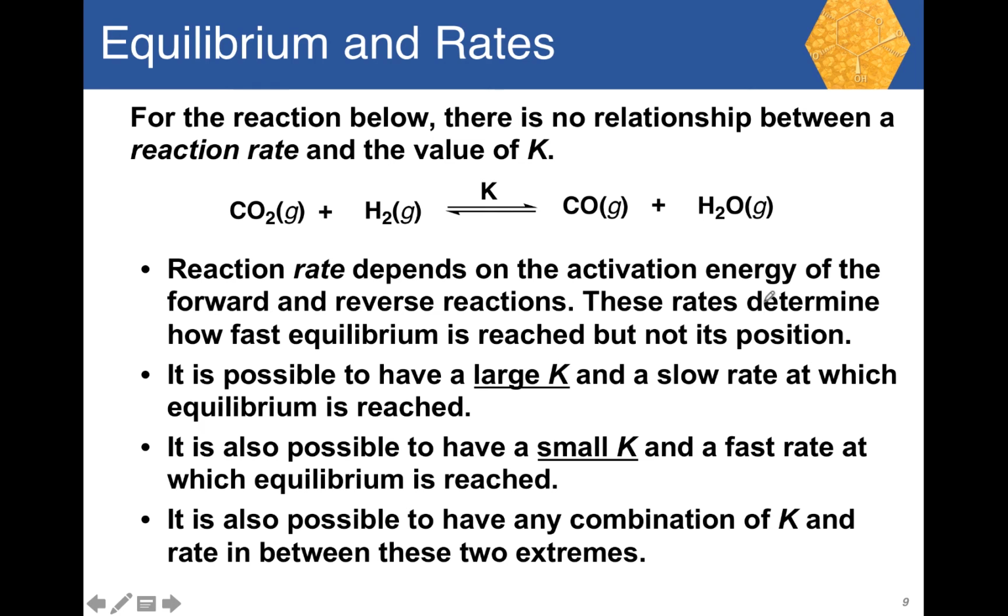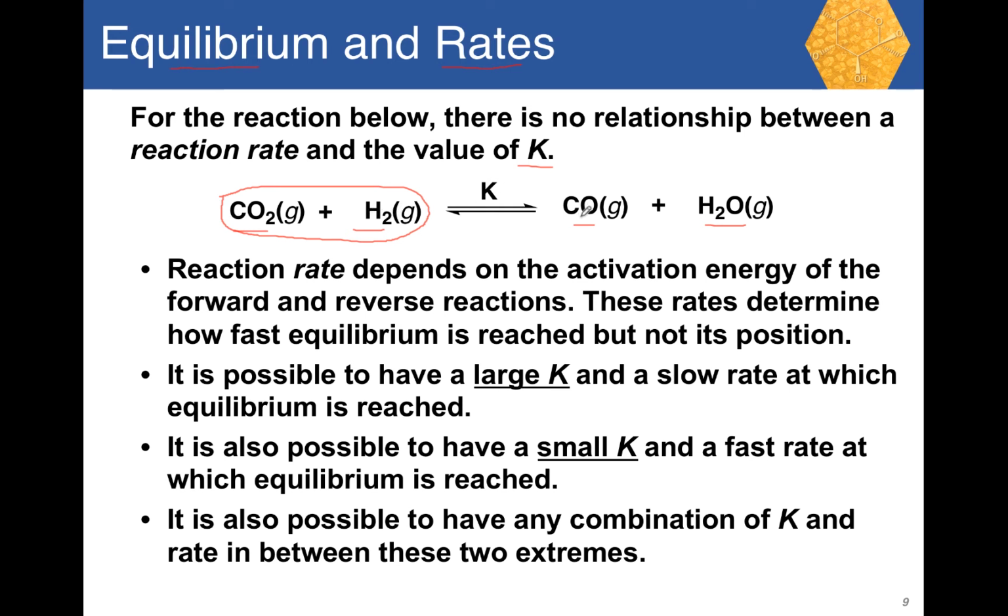Let us look here at a comparison between equilibrium and rates, just to tie this all together. For the reaction shown here that we've seen before, carbon dioxide and hydrogen to give carbon monoxide and water, let's make some observations. The rate of this reaction has no relationship to the equilibrium constant. Let's see why. Just imagine at time 0, you mix carbon dioxide and hydrogen.